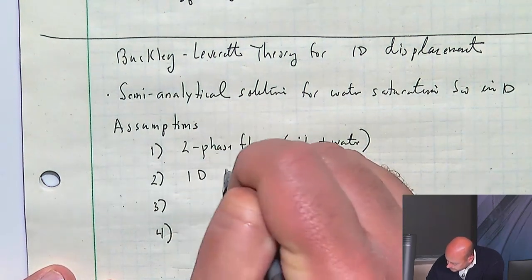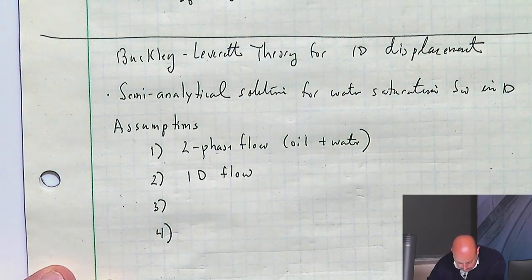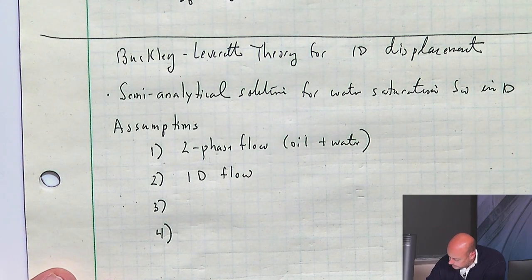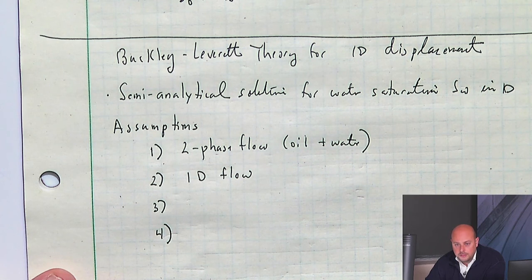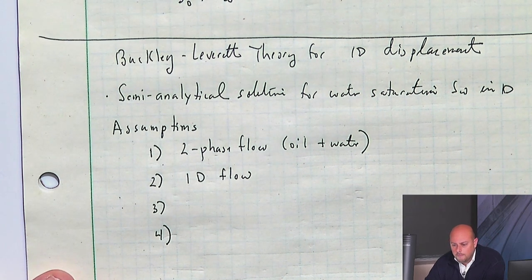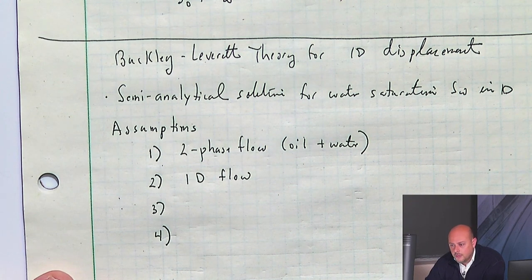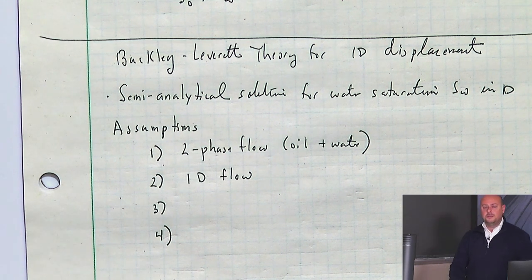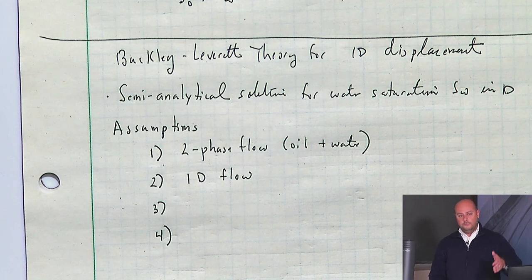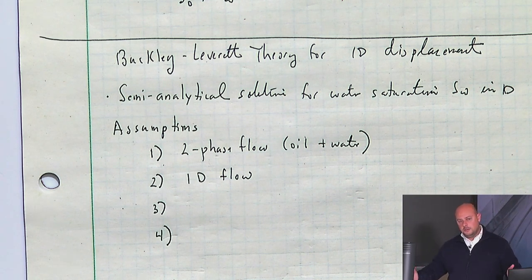Another is one-dimensional flow. So this doesn't apply in two dimensions or three dimensions. And of course, most reservoirs are 2D and 3D. But a lot of the experiments we do in the lab are 1D, and we can learn a lot from this, even in 1D. There are some reservoirs that you can approximate as 1D. If you line up a bunch of injectors and a bunch of producers, and that's sometimes done, and you do a water flood that way, then it's approximately 1D.